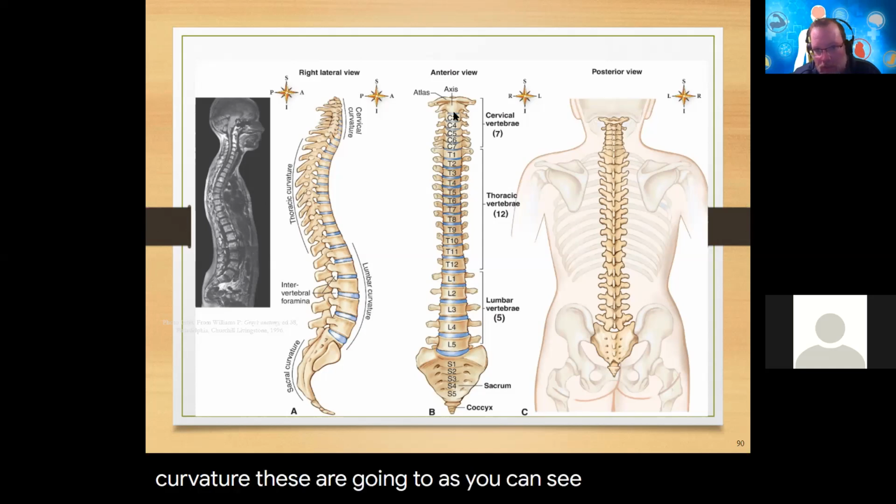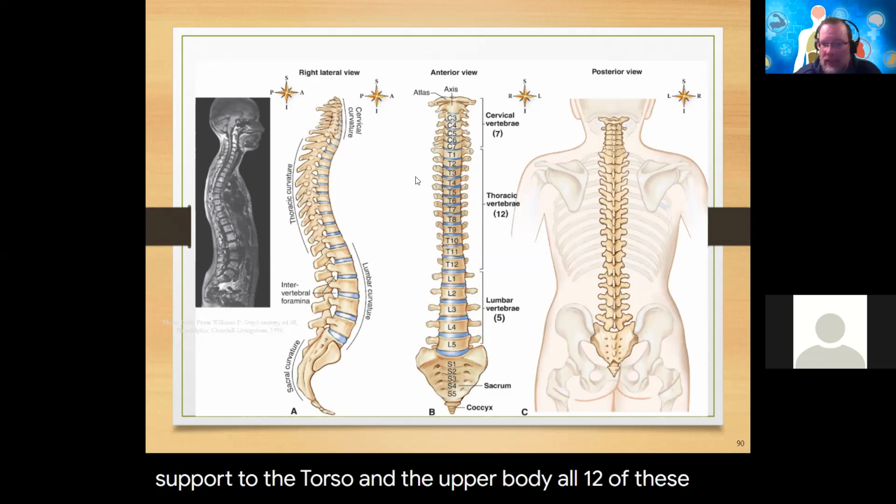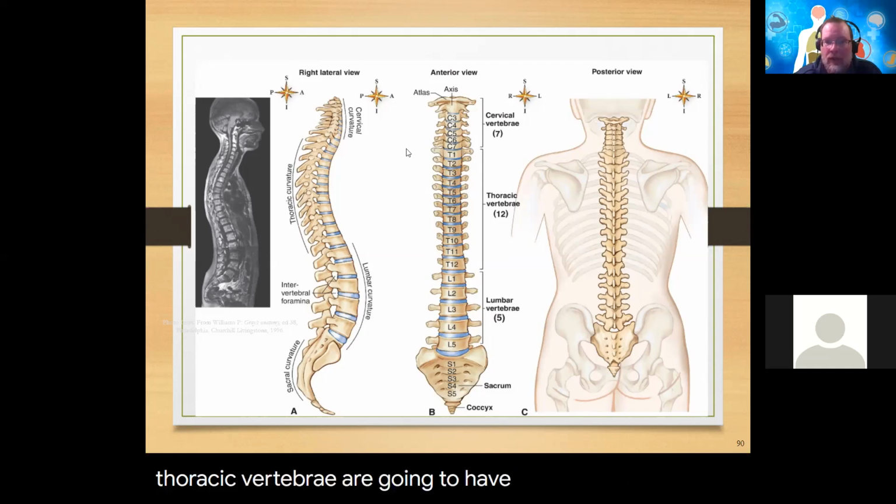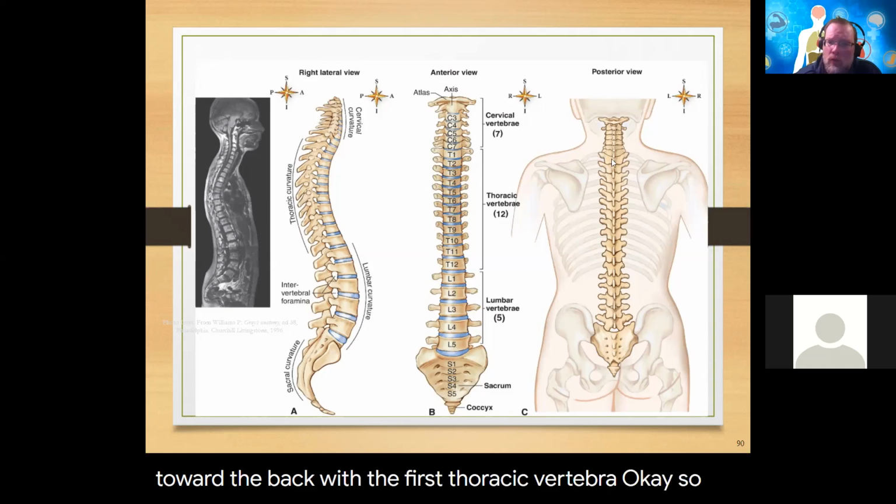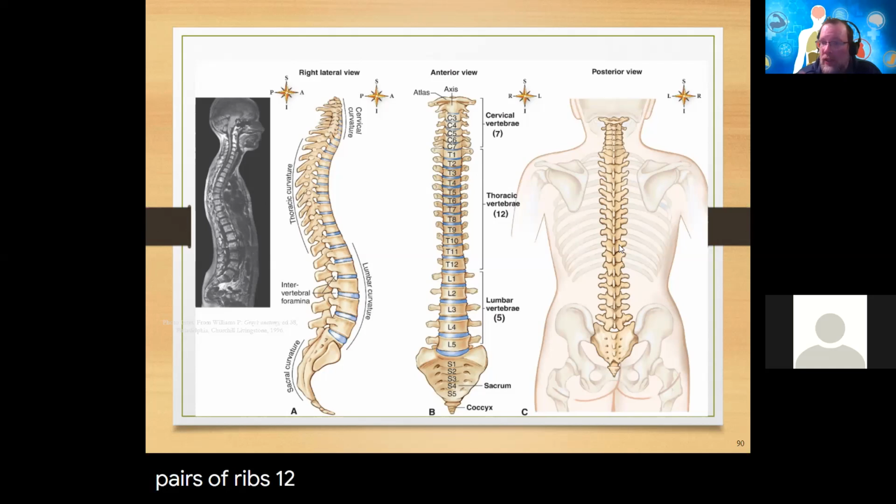These are going to, as you can see too, the bodies of the vertebrae are going to be larger the further down we go. Okay. You see it forms a little bit of a broader base than what we see at the apex. And one of the main features of the vertebral column is to provide support to the torso and the upper body. All 12 of these thoracic vertebrae are going to have a rib pair attached. So the first rib pair is going to connect posteriorly, or toward the back, with the first thoracic vertebra. Okay, so 12 pairs of ribs, 12 thoracic vertebrae.